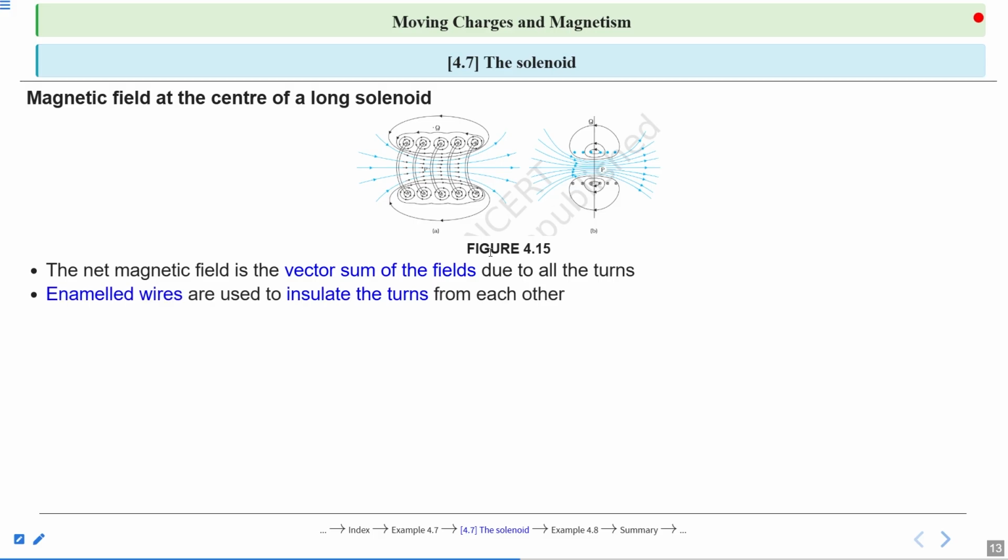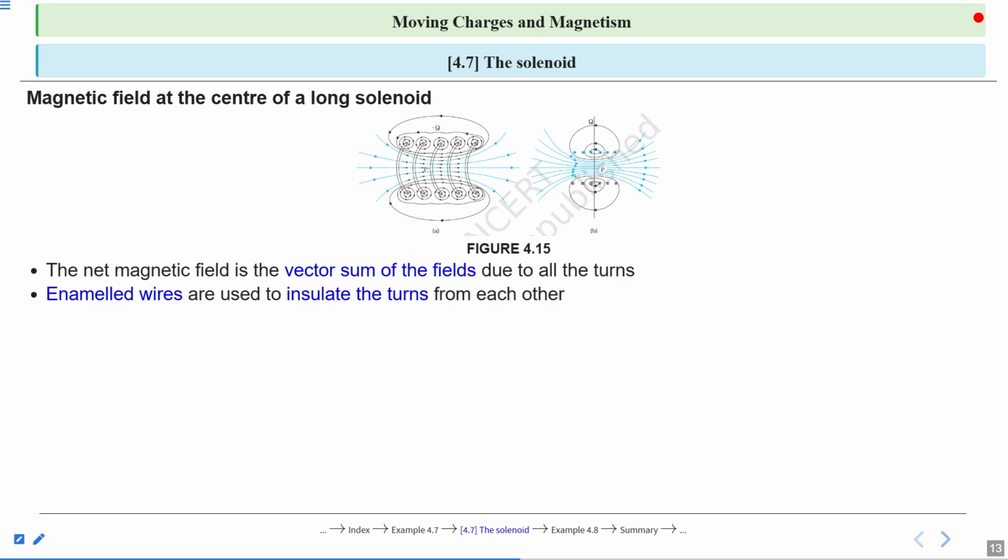Enameled wires are used to insulate the turns from each other. Now, you may have thought that if wires are closely spaced, there may be a short circuit, because current is flowing through all the windings. If the windings are very closely spaced and touching each other, there may be a short circuit. So they are enameled, which means they are coated with some insulating material.